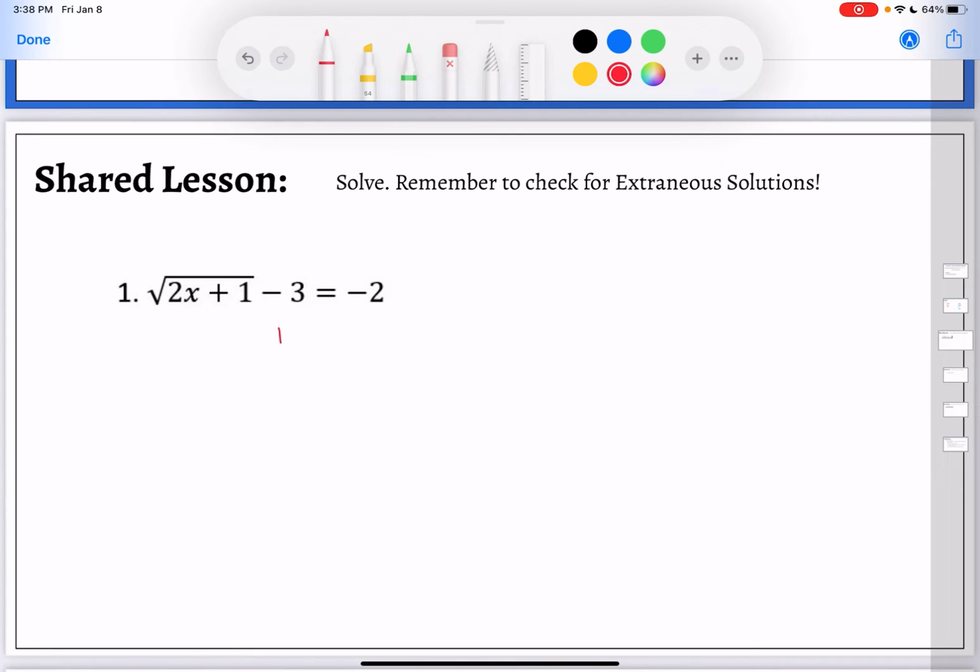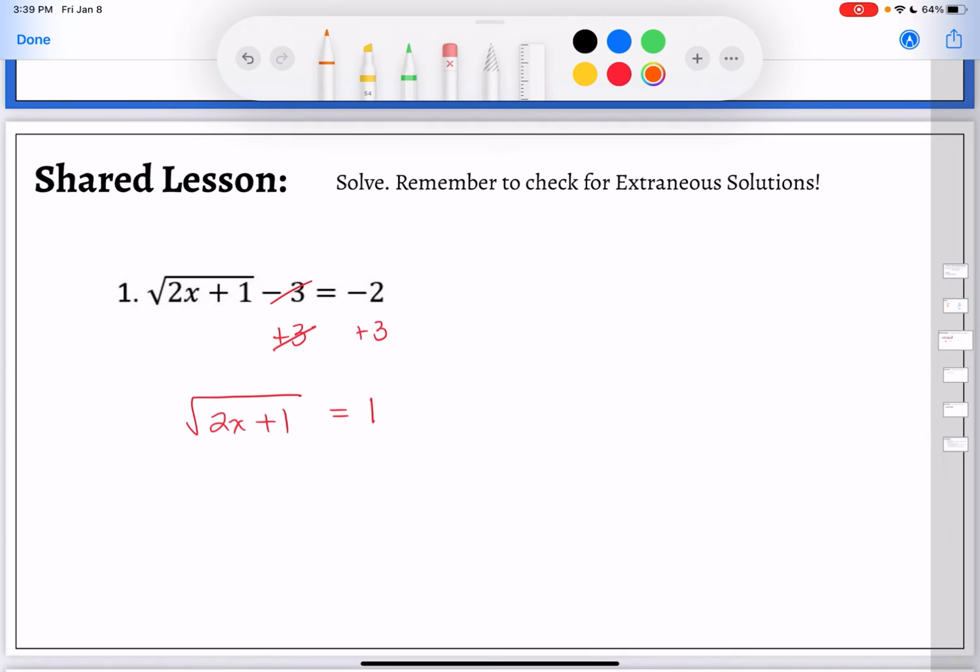So the first thing that I need to do is move this 3 since it's on the outside of the radical. So since that's on the outside, I will have radical 2x plus 1 left on the left-hand side. Negative 2 plus 3 gives me 1 on the right. So I do not have a radical equals a negative number. So this is not necessarily a no solution. We'll have to keep solving and then double check to see if our answer still works.